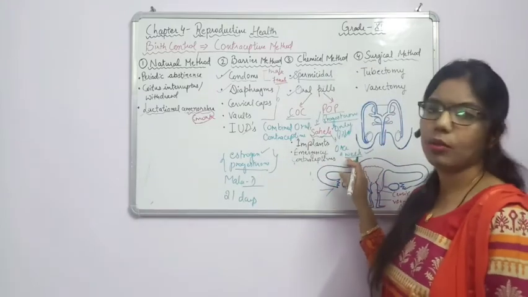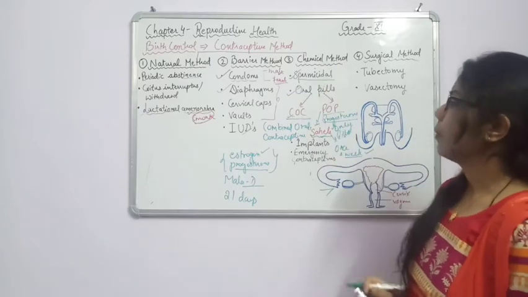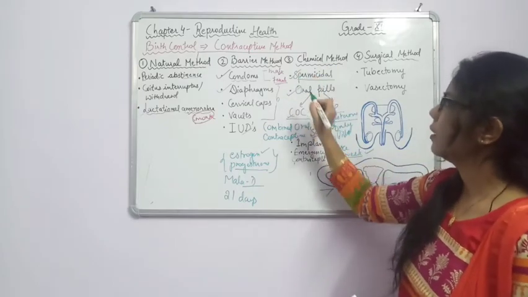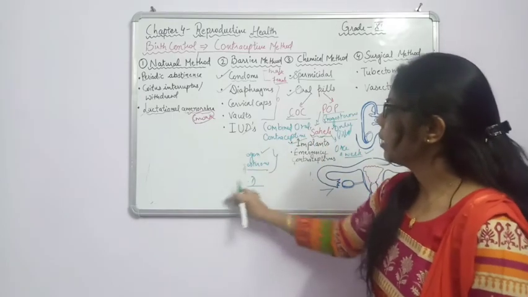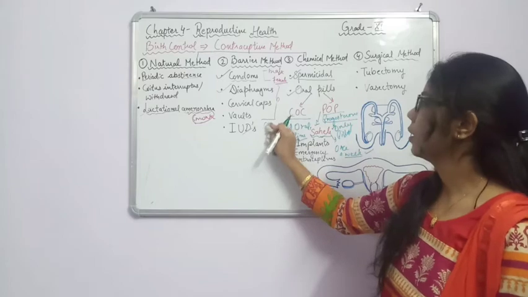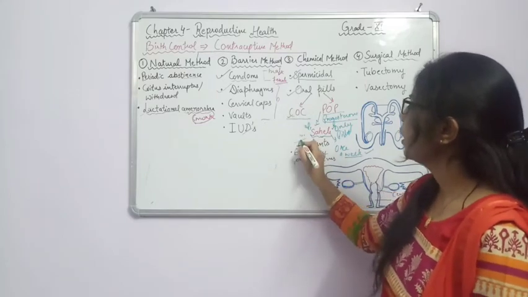And here they have to take it only once a week. So this is all about the chemical method. We have done the first method and the second method, and now we will start with the third method, that is implant. What is the meaning of implant? To plant something at one place, or here we are talking about the female part.